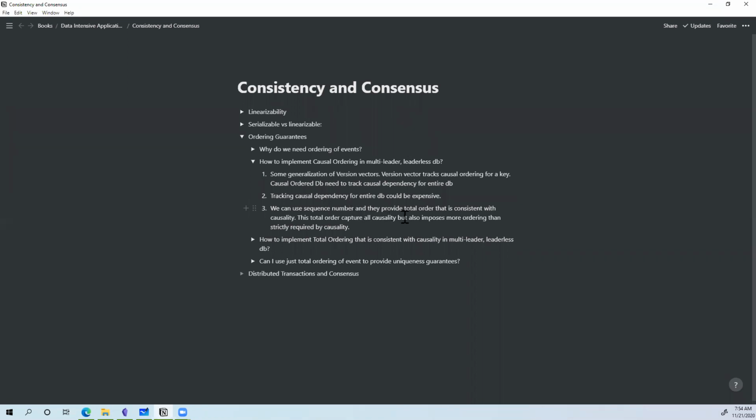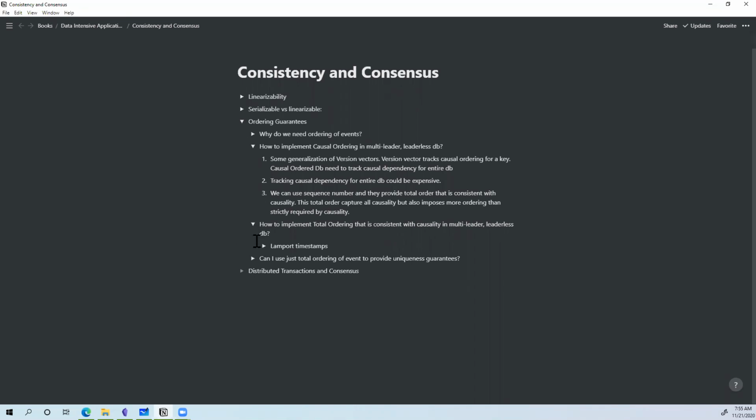So these sequence numbers will provide the total order. If we have sequence numbers 1, 2, 3, 4, we can order them, and it is not just providing causal ordering, it is providing us total ordering of the events, right? So let's discuss how we can actually implement total ordering, because if we can implement total ordering, then causal ordering will be a subset of it, and we can get the causal ordering in some scenarios from the total ordering, right?